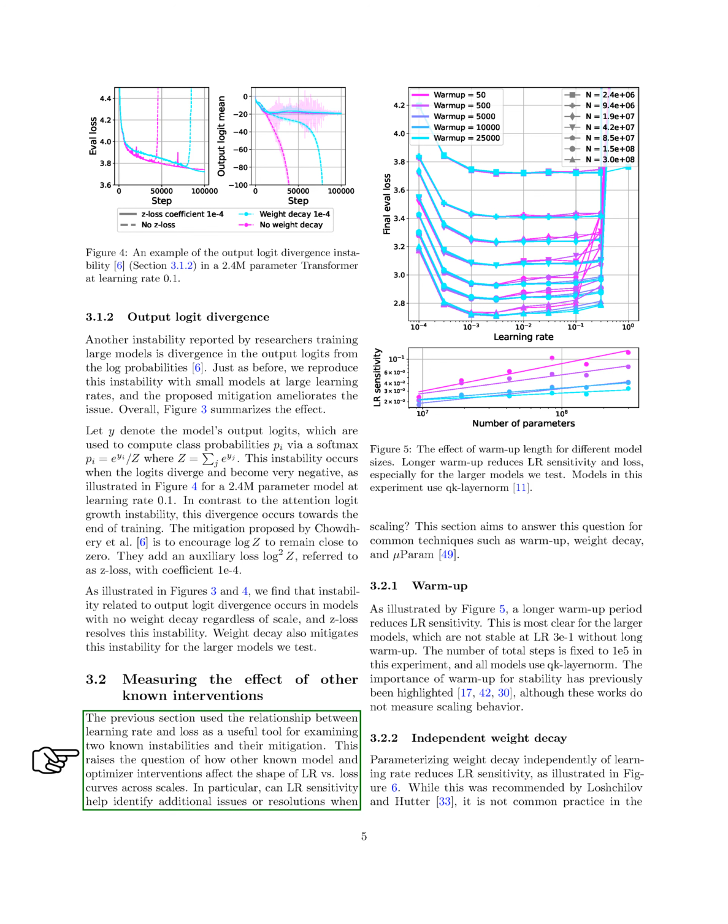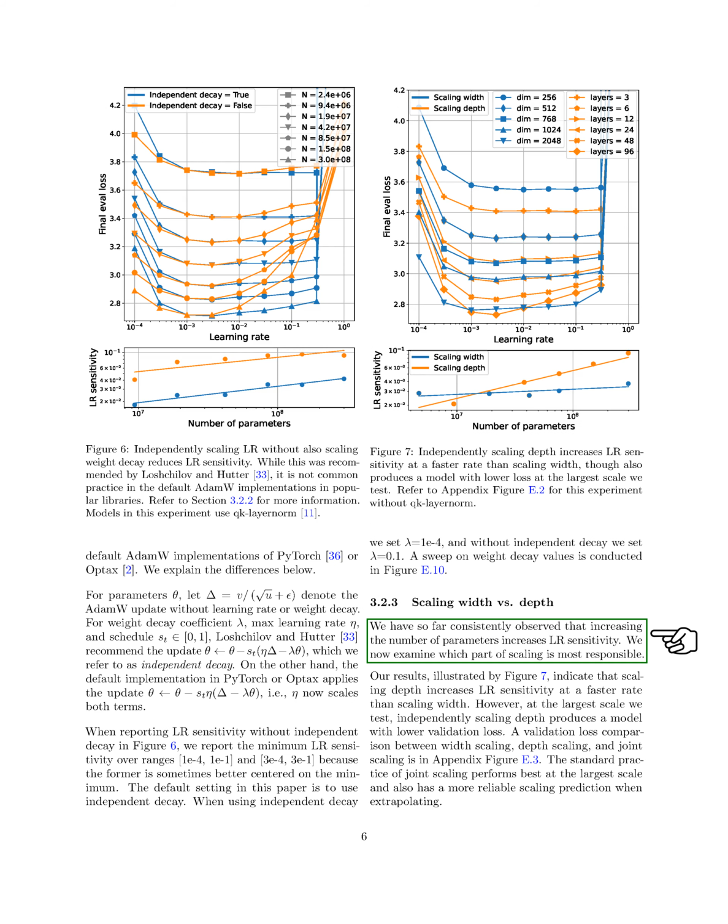across scales. We've examined techniques such as warm-up, weight decay, and the mu parameter. For instance, a longer warm-up period reduces learning rate sensitivity, especially for larger models. We've also found that parameterizing weight decay independently of learning rate reduces learning rate sensitivity. We've also observed that increasing the number of parameters increases learning rate sensitivity. We've found that scaling depth increases learning rate sensitivity at a faster rate than scaling width.